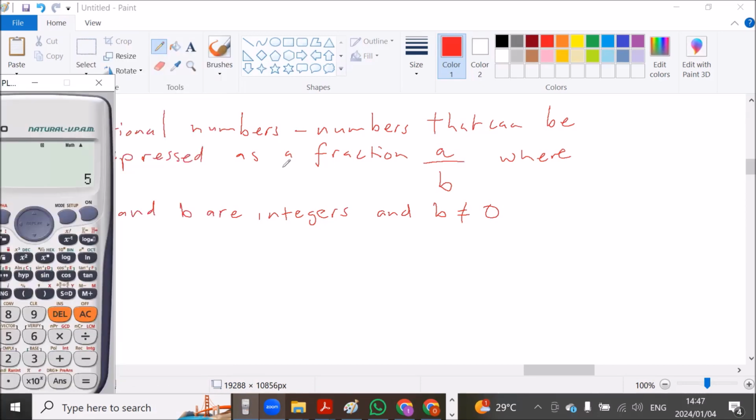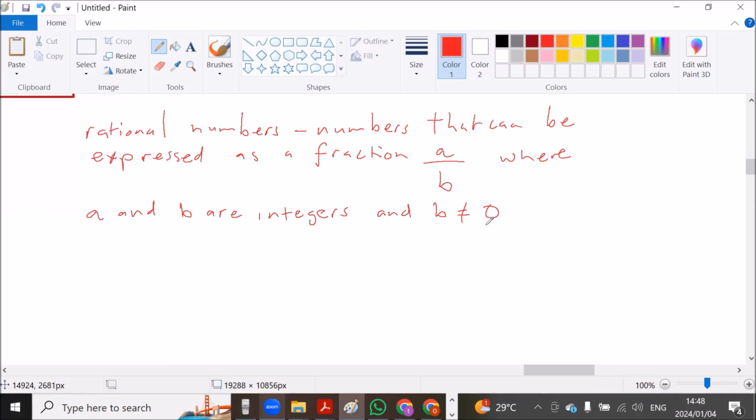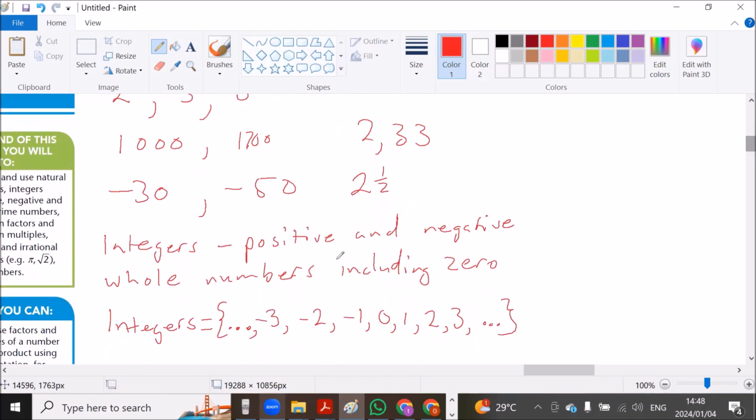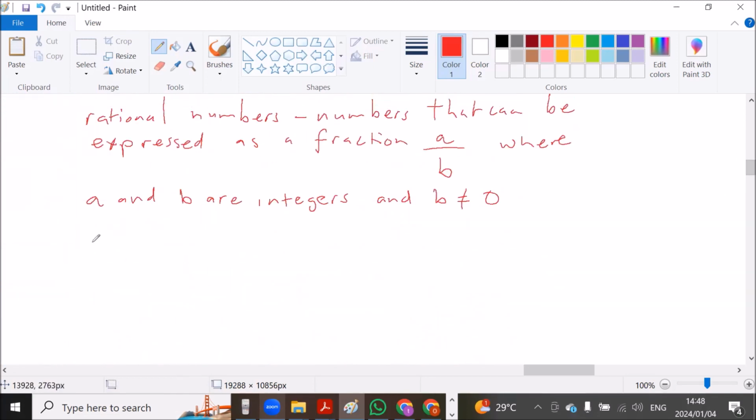That is the first rule. If we are dividing, we should never divide by 0 because it is a mathematical error. It is impossible in mathematics to find out how many zeros are in a number. So a and b are integers, so they can be positive or negative because integers are positive and negative whole numbers. So if a number can be expressed as 2 over 3, this is rational. Minus 7 over minus 9, this is rational. Minus 1 million over 45, this is rational.